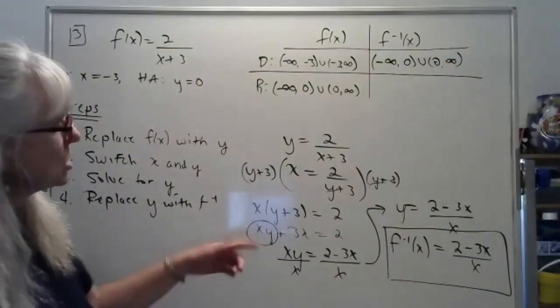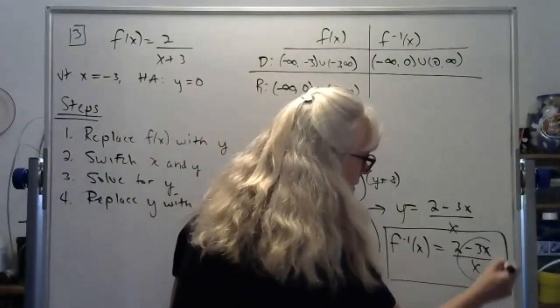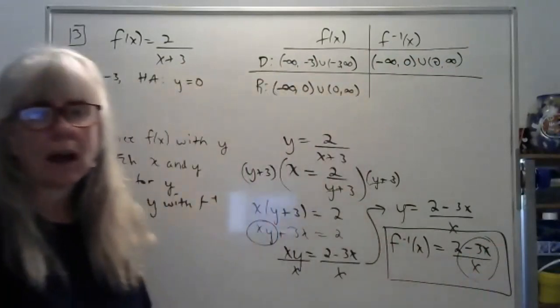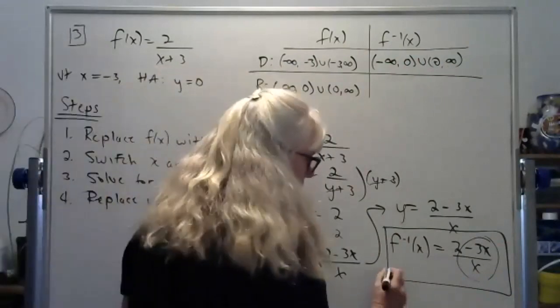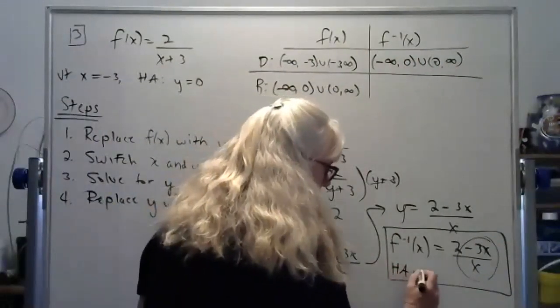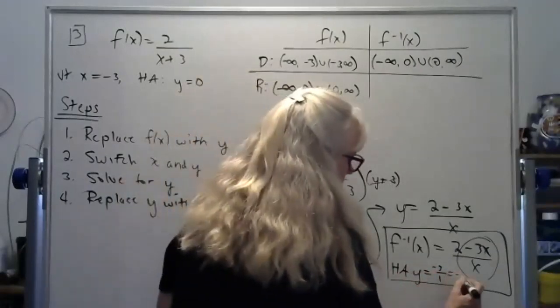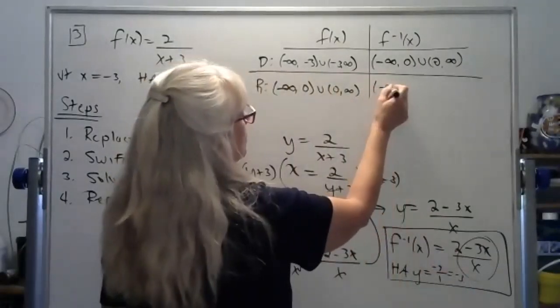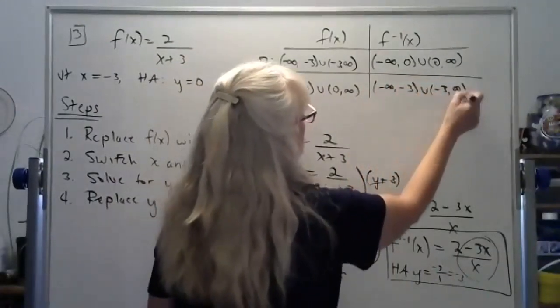To get the range, I need the horizontal asymptote. The horizontal asymptote comes from the degrees. This time the degrees are equal. I have an x in the numerator and an x in the denominator. So the horizontal asymptote becomes the ratio of the coefficients. That would be negative 3 over 1, which is negative 3. So we can't use negative 3. So negative infinity to negative 3 and negative 3 to infinity.